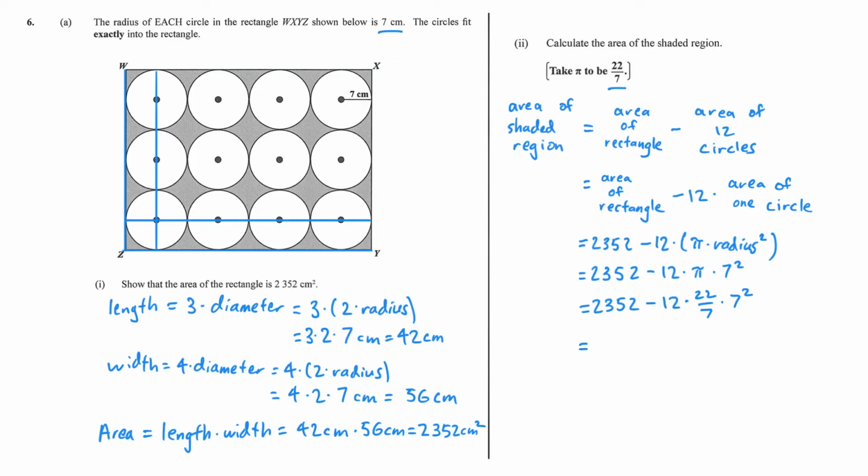So the area of our shaded region is 2,352 minus 1,848, which gives us 504, and the units that we need here is centimeters squared. So that's our answer to this problem.